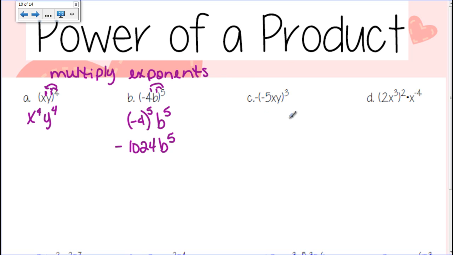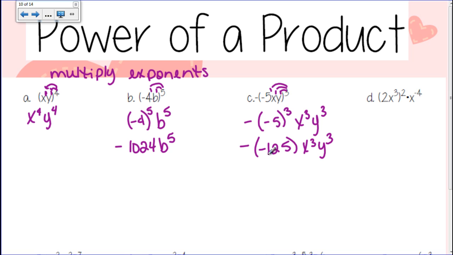So C is a little bit different because there's a negative outside of the parentheses and then there's everything inside. Well, again, all of these pieces have an exponent of 1. So I'm going to distribute, and I have to distribute 3 times this time because there's 3 parts in there. So I have negative 5 to the 3rd power, x to the 3rd power, y to the 3rd power, and I'm going to simplify this. Negative 5 to the 3rd power becomes negative 125 x to the 3rd, y to the 3rd, but this negative and that negative cancel each other out, so I have 125 x to the 3rd, y to the 3rd. That is in simplified form.